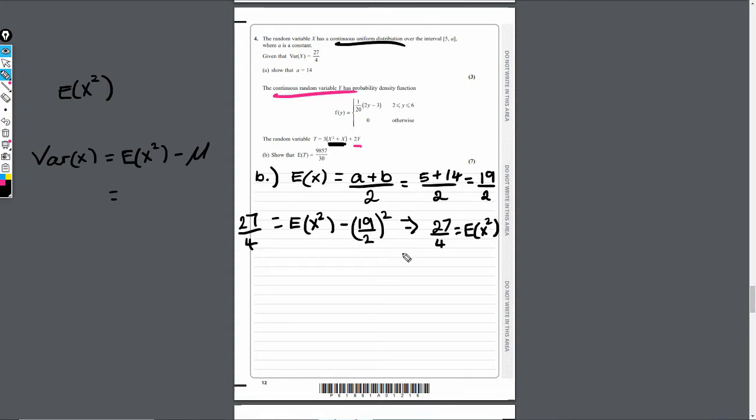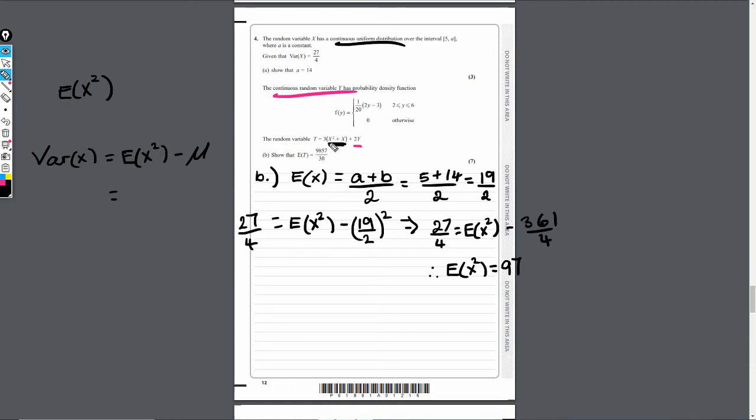This 19 over 2 squared would be 361 over 4. So add this to the other side, so therefore what you get is that e of x squared is simply equal to 97, okay?